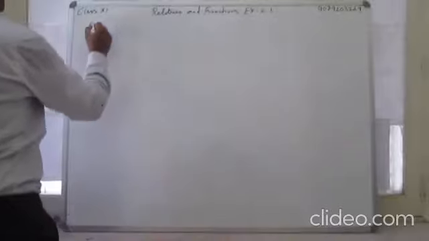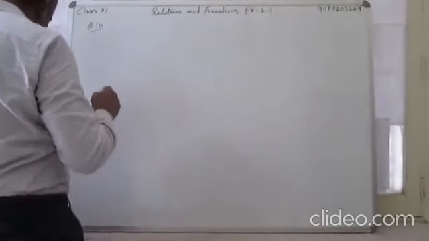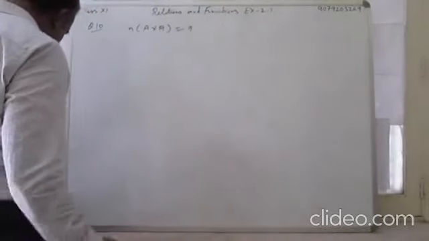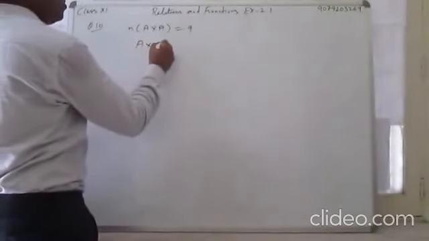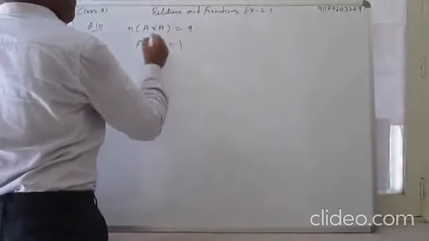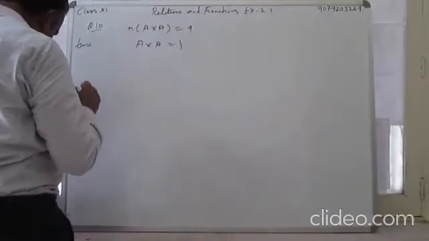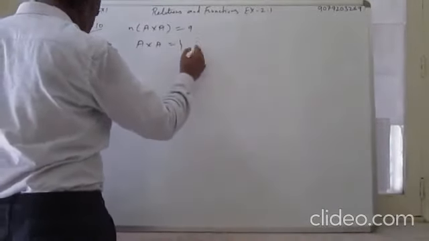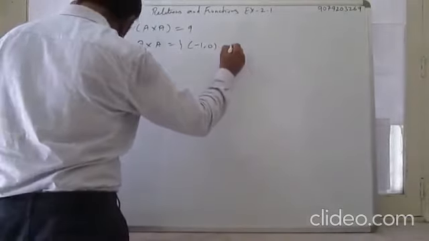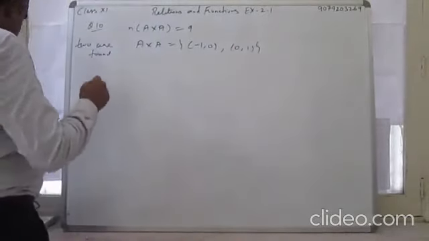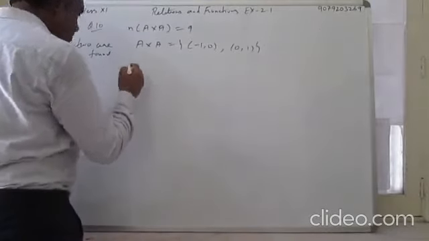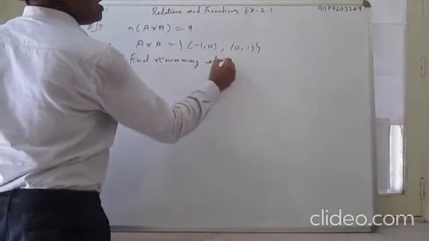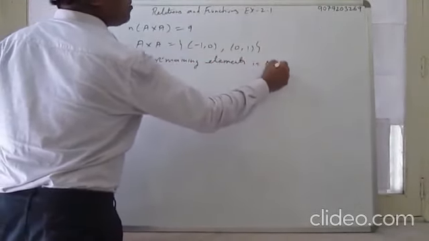Question 10. The Cartesian product A cross A has 9 elements, of which 2 ordered pairs are given to you: (-1, 0) and (0, 1). Find the remaining elements in A cross A.